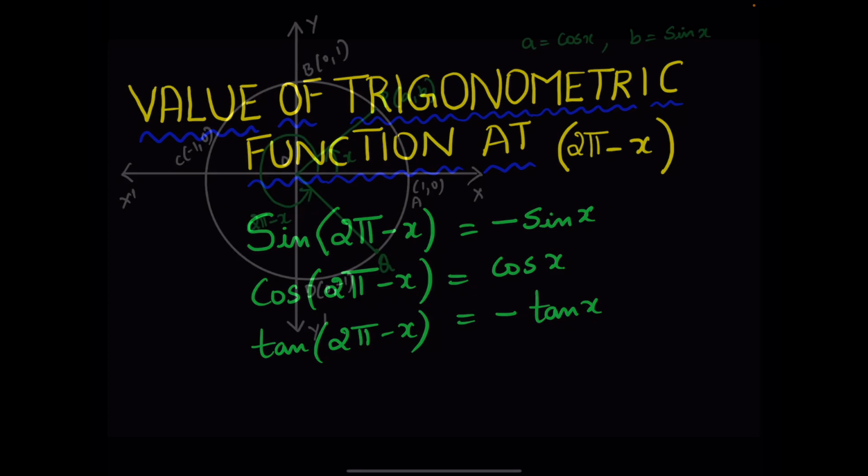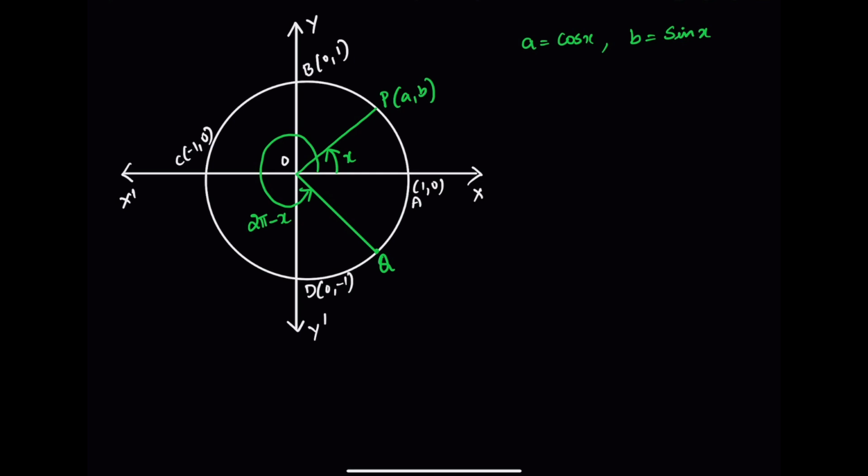So let's get started. Let us consider a unit circle with center O. Let P be a point with coordinates a, b, where a is cos x and b is sin x. Let Q be a point on the circle in the fourth quadrant, which creates an angle of 2 pi minus x. So we have to find the trigonometric functions at 2 pi minus x. So before we do that, let us try to find the angle formed by the arc AQ.